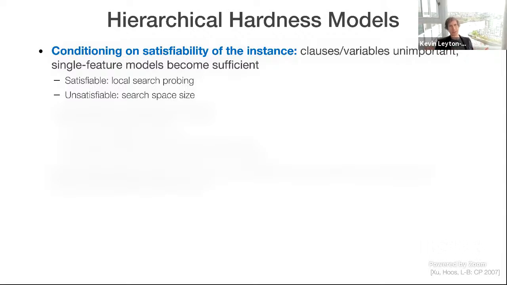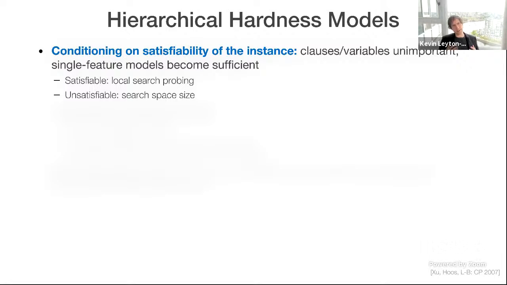Of course, this means the clauses to variables ratio would be unimportant. And indeed, it turned out that single feature models in this case became sufficient. When instances were satisfiable, those local search probing features that I told you about before were all you needed to make good predictions.